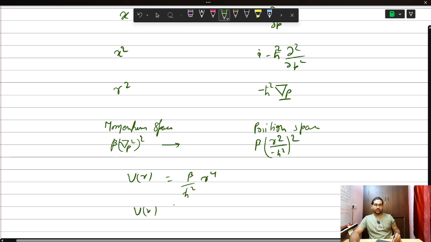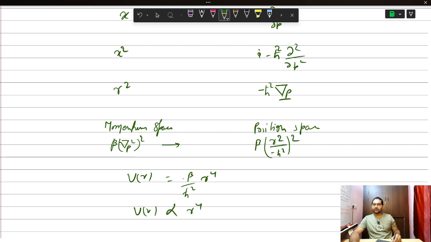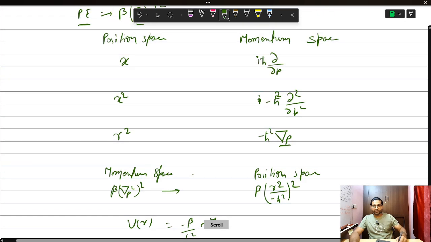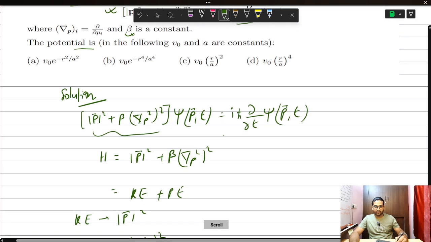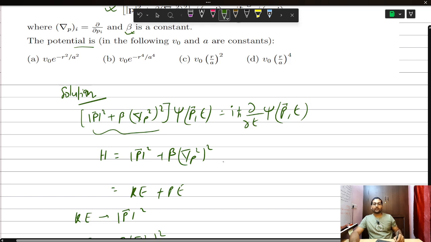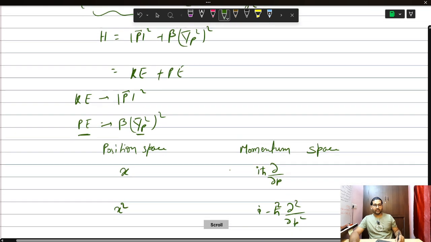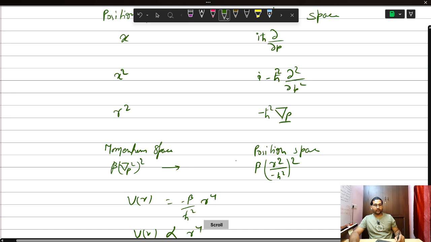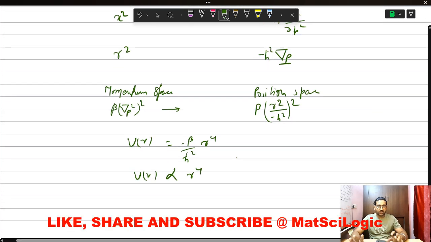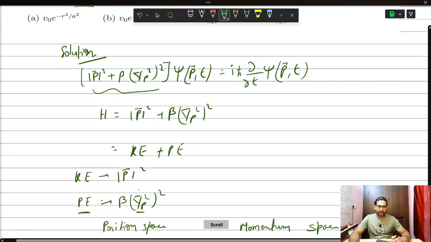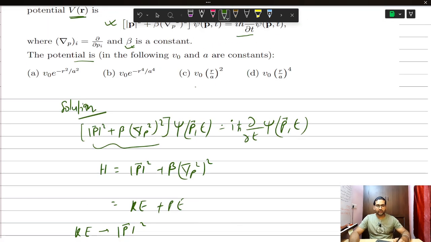So V(r) is directly proportional to r to the power 4, with some constant beta over h cut to the power 4. We don't know the value of beta, and the options don't have h cut. So we will find the proportionality: whether the potential is dependent on r to the power 4, and whether the options are given in r to the power 4 or not. Here the potential is directly proportional to r to the power 4. Let's see if there is any option with proportionality r to the power 4.